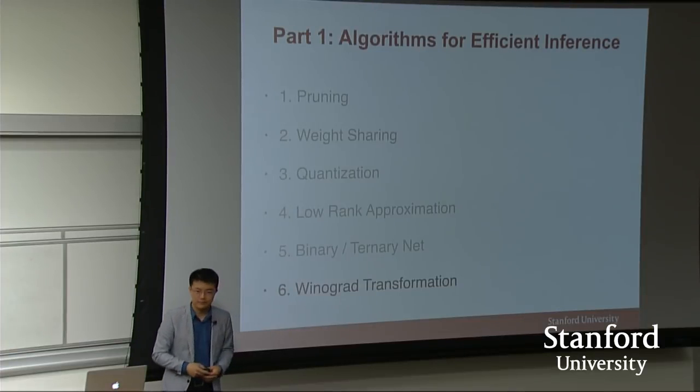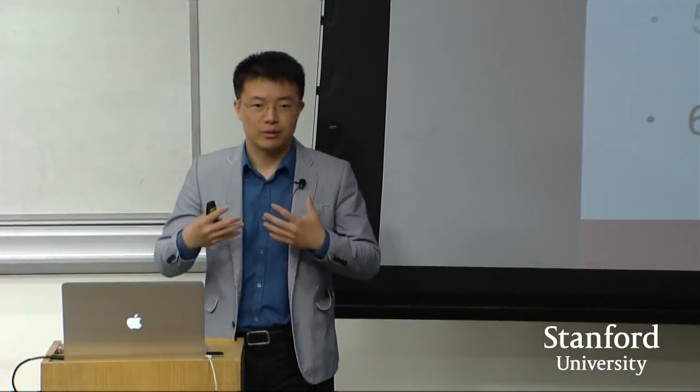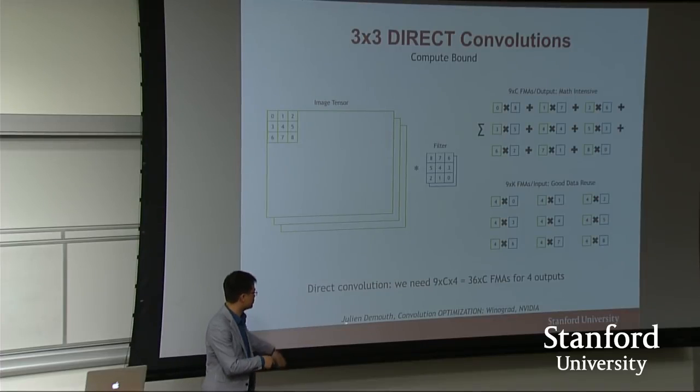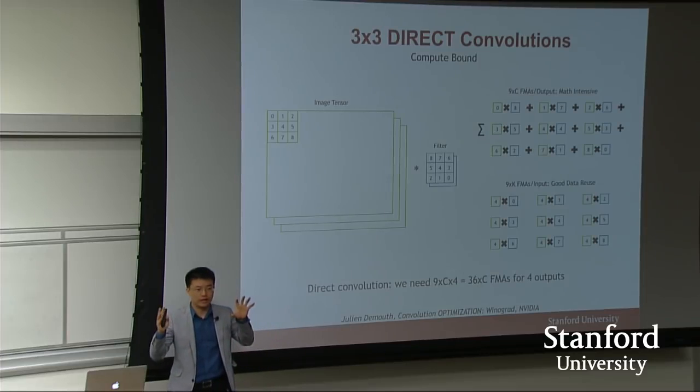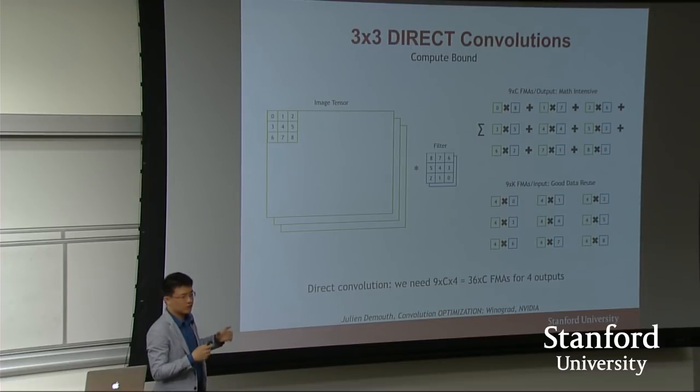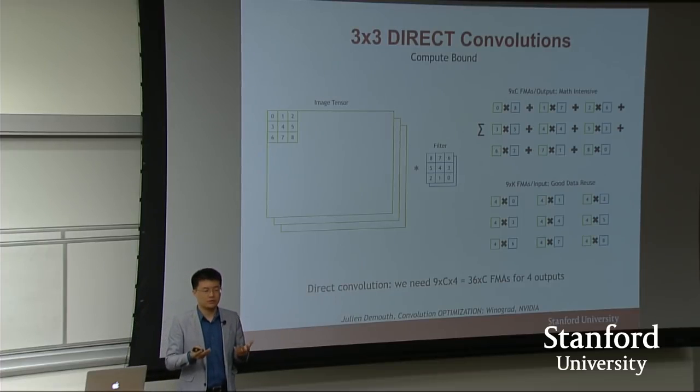Okay, last idea, Winograd transformation. This is about how we implement deep neural nets, how we implement the convolutions. So this is the conventional direct convolution implementation method. The slide credit to Julien, a friend from NVIDIA. Originally we just do a dot product for those 9 elements in the filter and 9 elements in the image, and then sum it up. So for every output, we need 9 times C multiplications and adds.